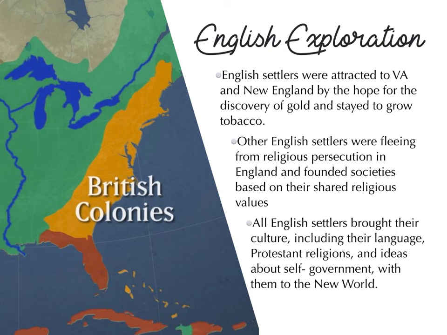All English settlers brought their culture, including their language, Protestant religions, and ideas about self-government with them to the New World. So self-government was an idea that started to crop up with the English exploration and the English settlement in the New World. Self-government also sounds like a word that we talked about that starts with a D. Ding, ding, ding, ding, ding. Democracy, exactly, self-government. Okay, let's keep going.